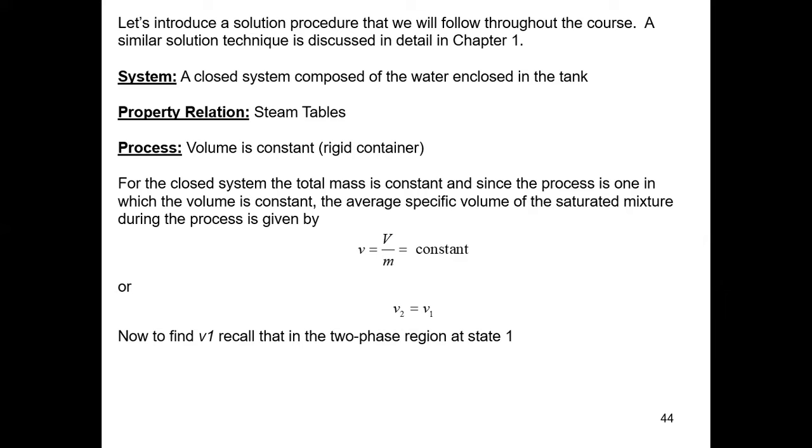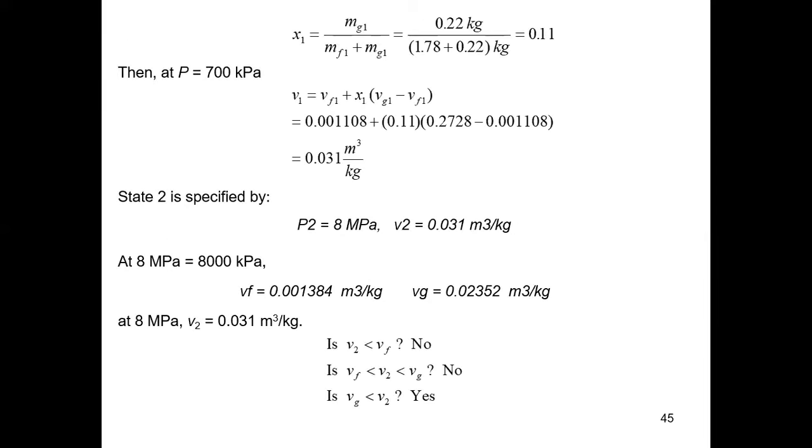Now find v1. Recall that in the two-phase regions at state 1, okay, so we find v1 at pressure 700 kilopascal. State 2 is specified by pressure 2 is 8 megapascal, v2 is also known. So at 8 megapascal, vf is this, vg is this. So we find the answer to the question.